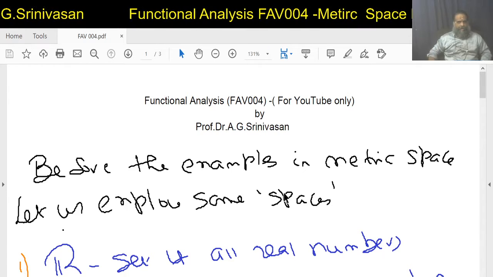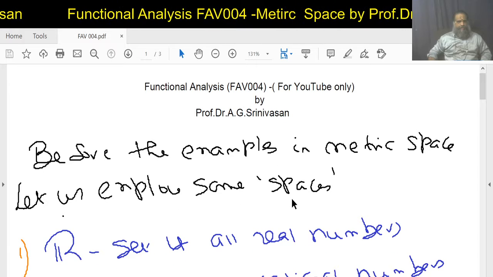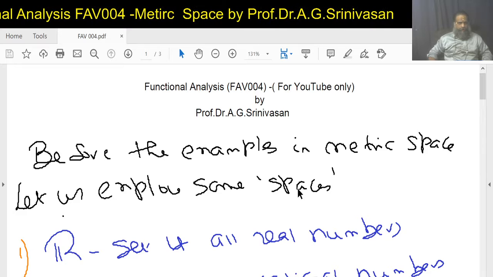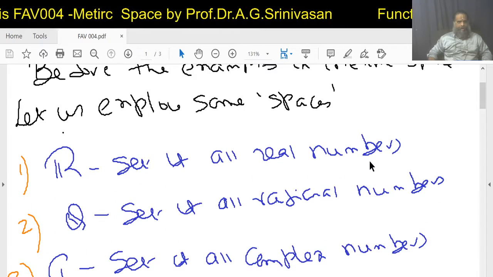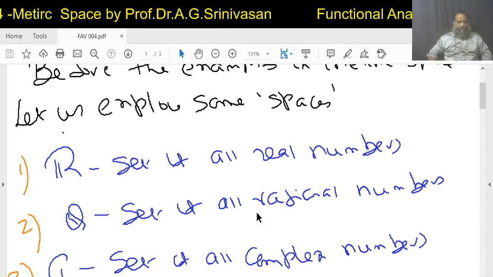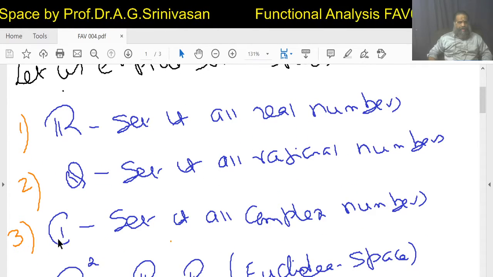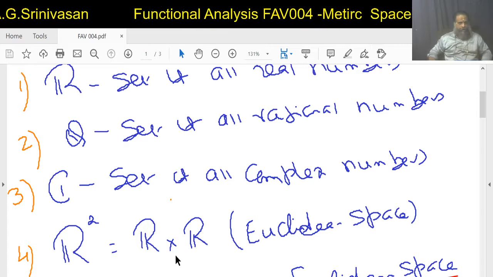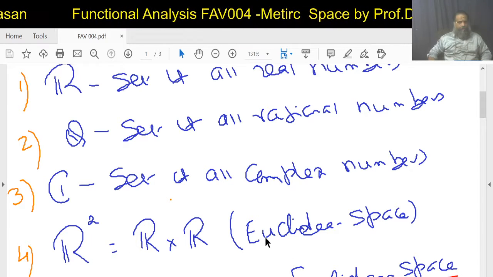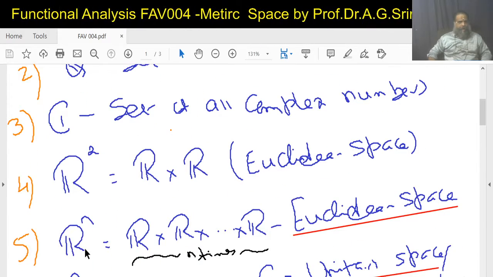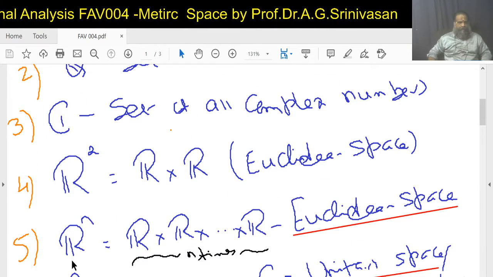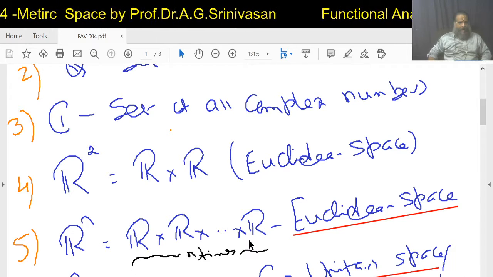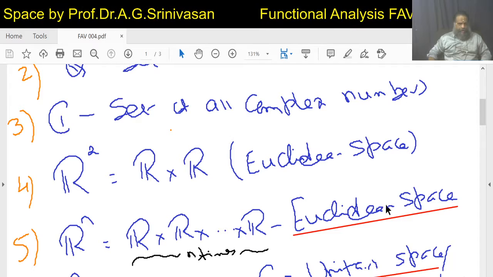Before the examples in metric space, we first give some important spaces which we'll be investigating throughout this course. R, the set of all real numbers. Q, the set of all rational numbers. C, the set of all complex numbers. R2, the Cartesian product of R with itself, called Euclidean space. For a fixed n, a natural number, Rn is the n-fold Cartesian product of R. This is also called Euclidean space.